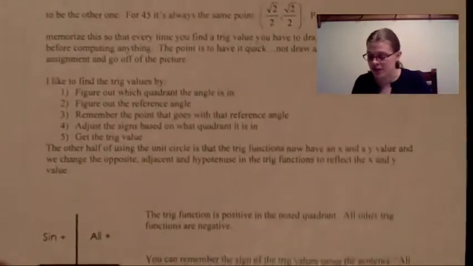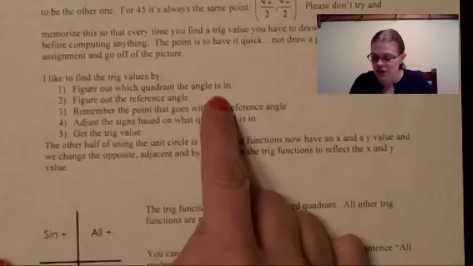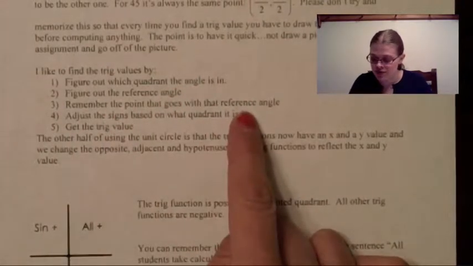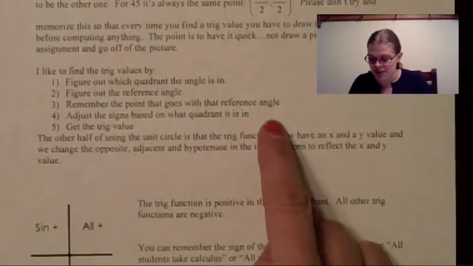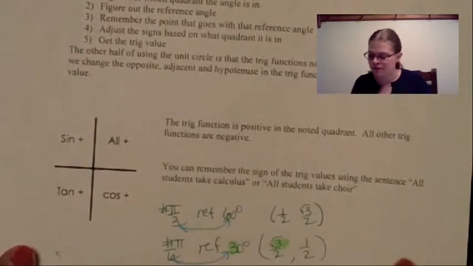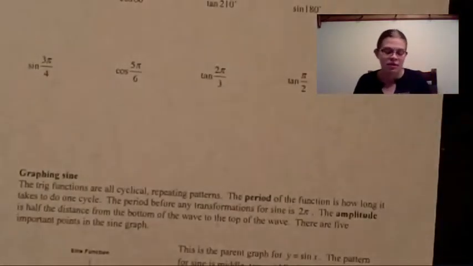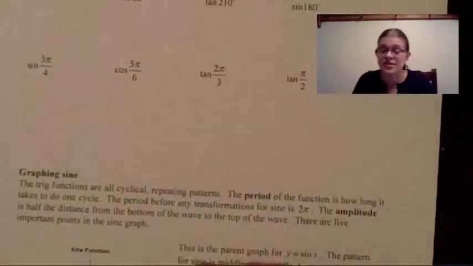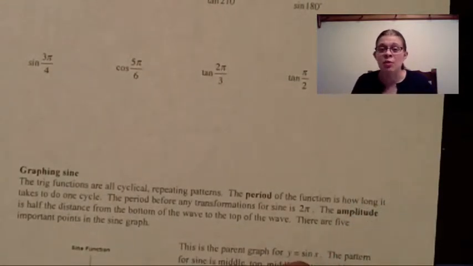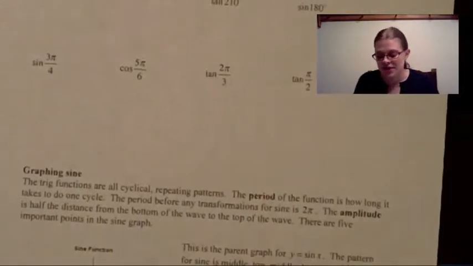Okay? So let me show you the process that I go through on how to find the points of the unit circle just off of my head. So I figure out which quadrant it's in, I find the reference angle, I remember the point that goes with the reference angle, I adjust the signs based on which quadrant it's in, or I use the all students take calculus, and then I find the trig value. Okay? And this also means you have to remember that the sine is the y value, the cosine is the x value, and the tangent is the y over the x value. And remember, our shortcut for the tangent is to take the top of the y over the top of the x and simplify it that way.